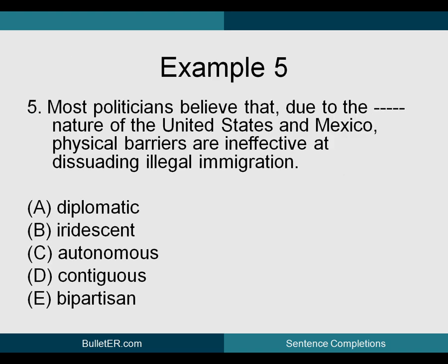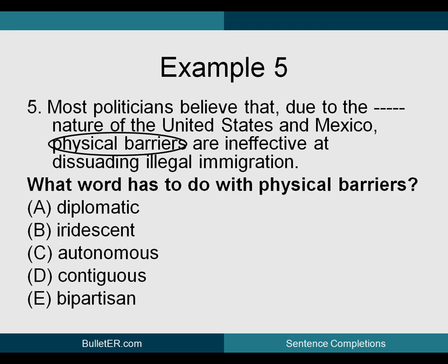Alright, so now let's look at an example where you're forced to guess. We have this question. Most politicians believe that due to the blank nature of the United States and Mexico, physical barriers are ineffective at dissuading illegal immigration. Reading through, we can identify physical barriers as the primary clue here. So let's circle it. Asking ourselves the question, which word has to do with physical barriers?